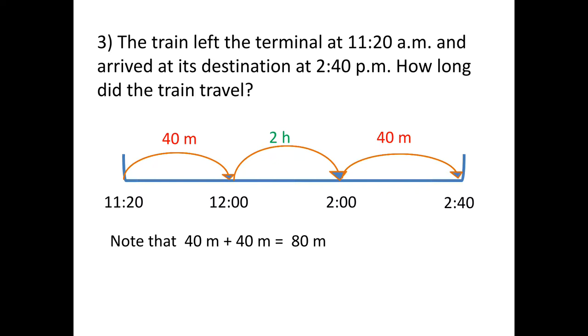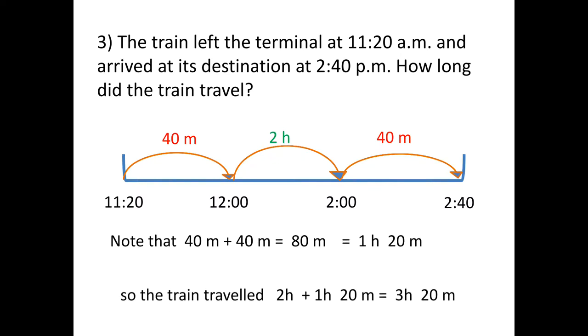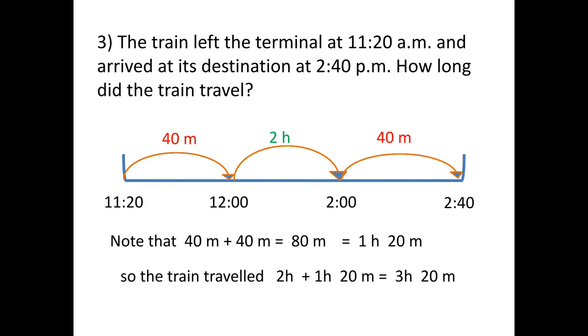Try to calculate it with me. Yes, I will take 60 for an hour and will be 20 left over. So it will be an hour and 20 minutes. Now I can add this 1 hour and 20 minutes plus the 2 hours in green. Like this, I added all the jumps. It will give me 3 hours 20 minutes.